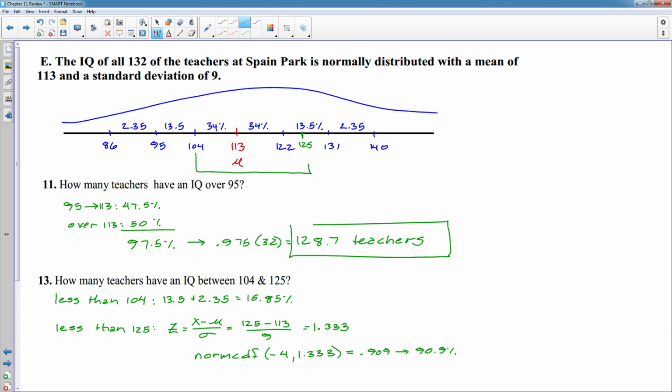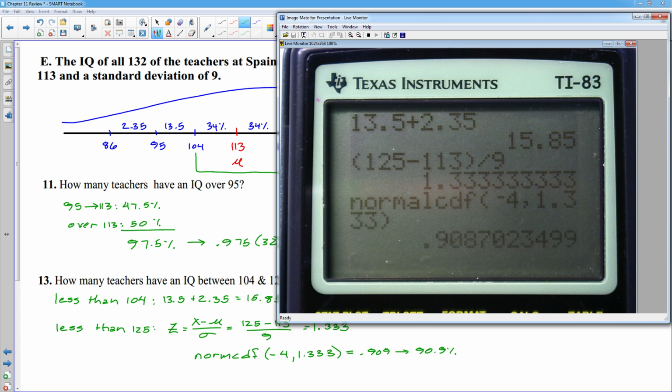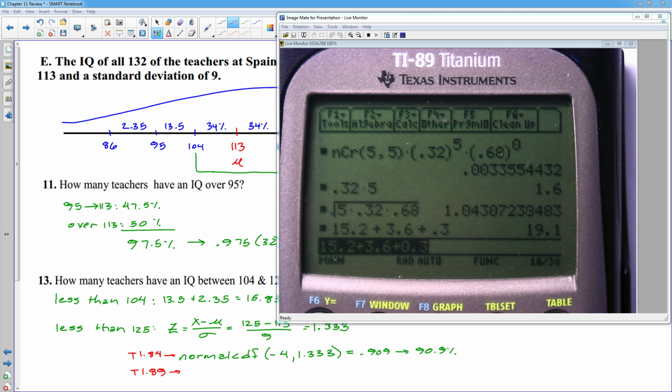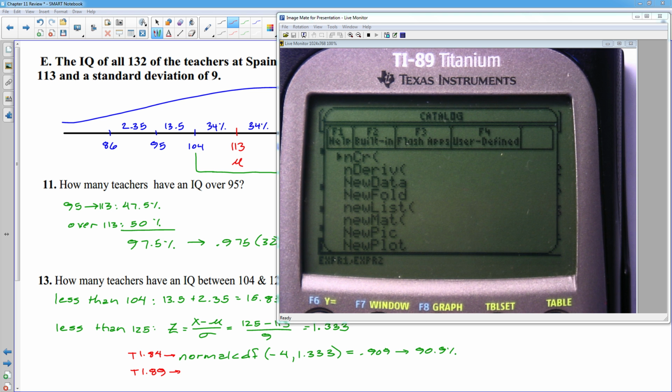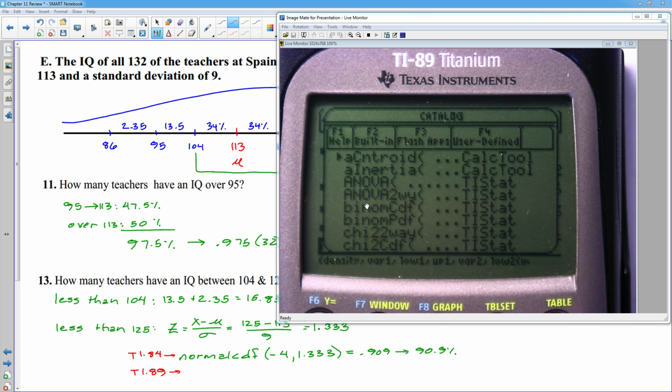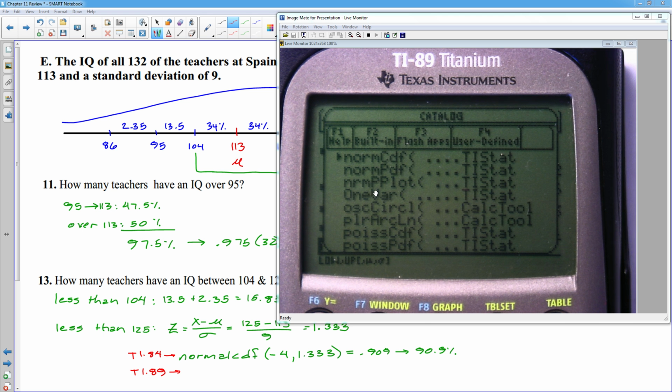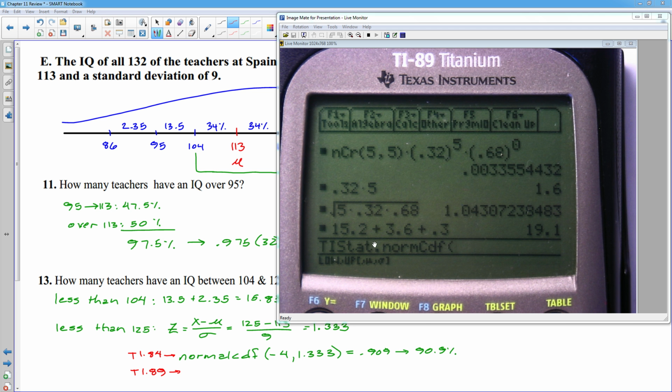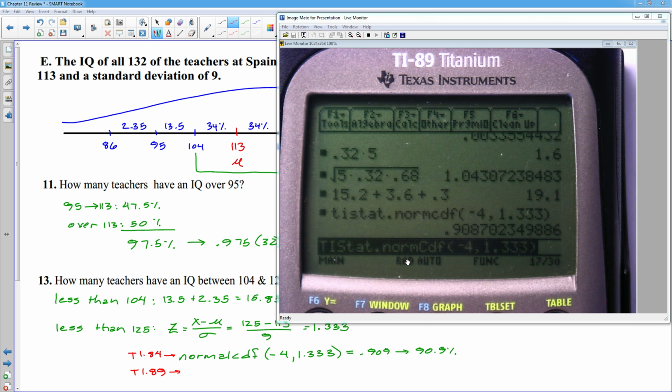To do the norm CDF on the TI-89, you hit the catalog button just like the TI-83, except the norm CDF is actually under flash apps. So I need to hit F3, and I will find norm CDF. I'm going to hit the N button, which is above the 6, and norm CDF is right here. So I hit norm CDF. Don't worry about the TI stat dot, that doesn't mean anything. I'm going to do norm CDF, and then same thing, -4 comma 1.333, and hit enter, and there is your answer, 0.909, just like the first one.